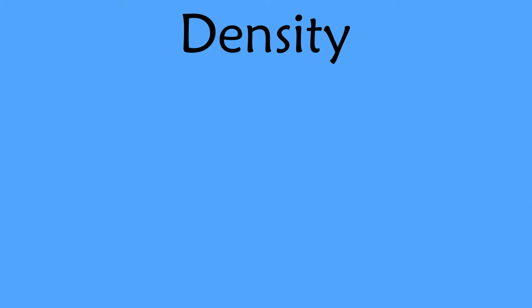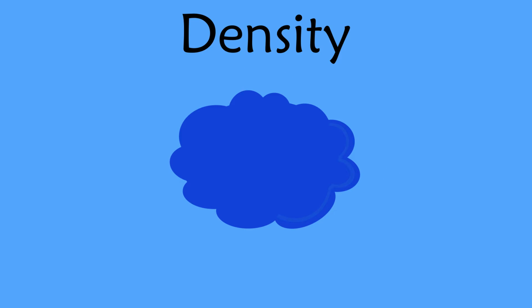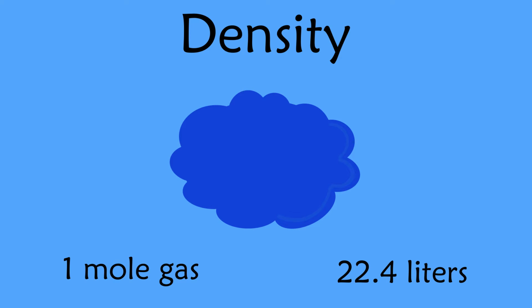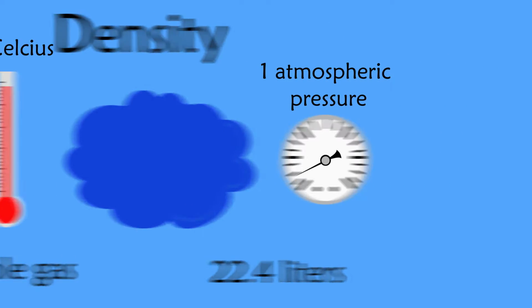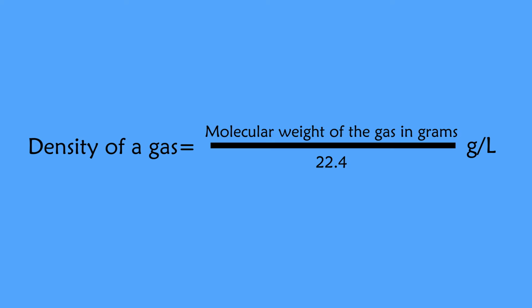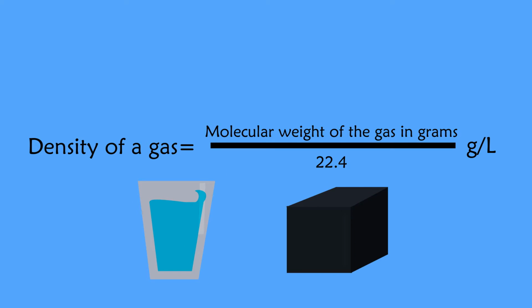The density of matter in the gaseous phase can be calculated mathematically from its molecular formula. 1 mole of gas always occupies 22.4 liters at standard temperature and pressure. Therefore, the density of a gas at standard temperature and pressure can be calculated as shown here. However, the density of liquids and solids is not as straightforward as that of gases.